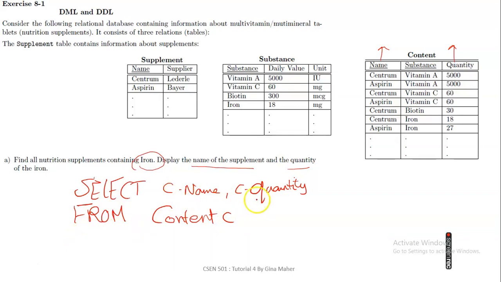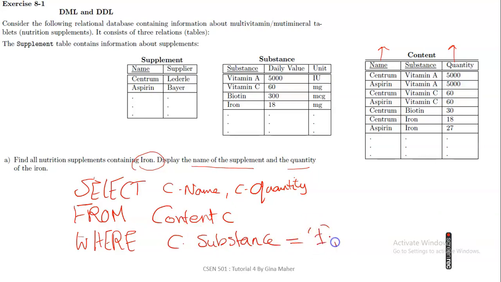We want the name and the quantity under a specific condition, which is when the supplement contains iron. So this condition can be written in the where statement, where C.substance equal iron. Okay, let's move to another example.